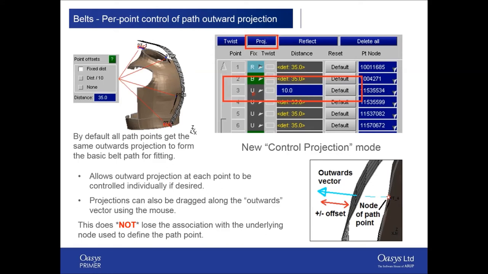In seatbelts, there's a new way of moving the control points that you create when fitting a belt. Previously, you used the left, the middle, and the right mouse button to move your control points in global X, Y, and Z. But there's now a way of dragging those points in the normal direction to the occupant, and it's a much more natural way of moving your belt away or towards the occupant.